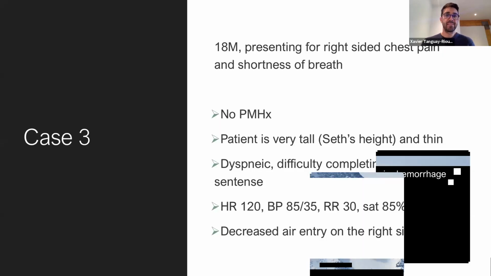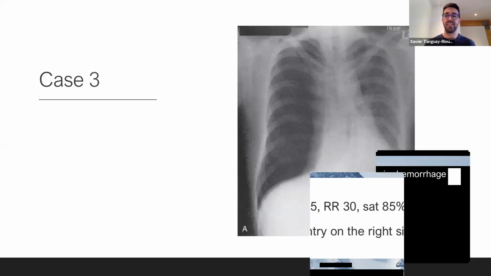So third case, 18 years old, presenting with right-sided chest pain and shortness of breath, no previous medical history. He's very tall, maybe six feet tall, and thin. He's dyspneic and has difficulty completing full sentences. He's tachypneic, hypotensive, has a high heart rate, and he's obviously in respiratory distress, and he has decreased air entry on the right side. So you still decide to do a chest X-ray, and this is what you get. Can anyone tell me what is very wrong about this chest X-ray?